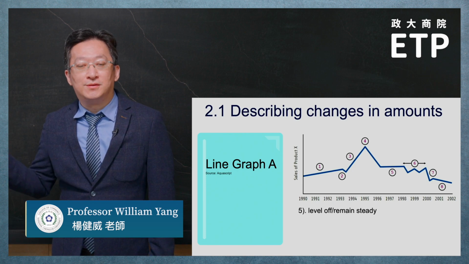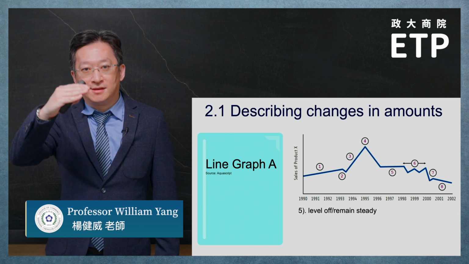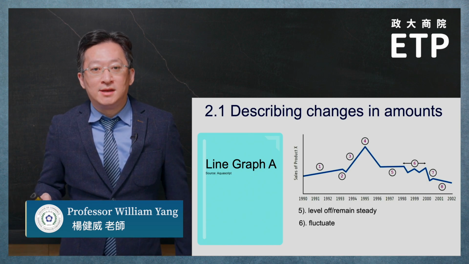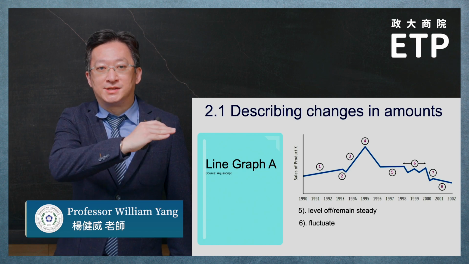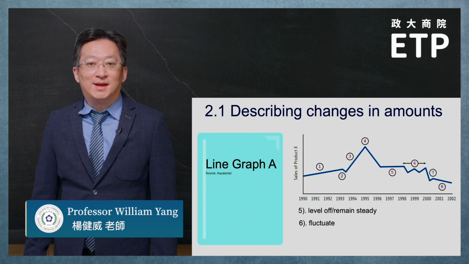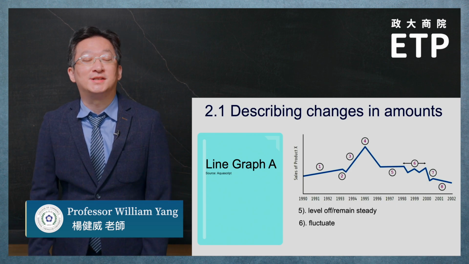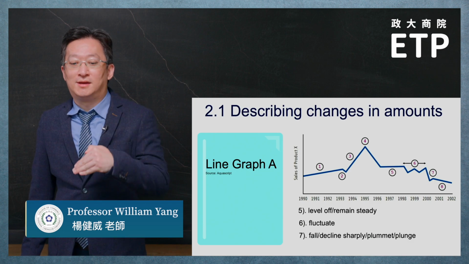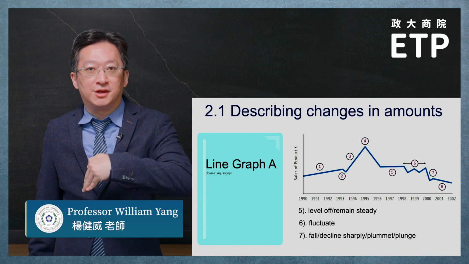And then we move on to number 6. Here we can see the number begins to go up and down in zigzag. So here you can say the number fluctuates. But sometimes maybe the number will go up and down rather slowly, at a slower pace. So you can say the number oscillates. In number 7, we can see that the line begins to go down in this manner. In this case, we can say the number is declining sharply, or the number plummets. We can also say the number plunges.